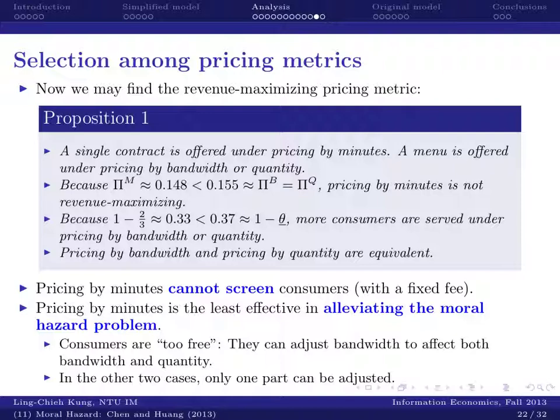So now we know why pricing by minutes is not preferred by the seller. From the information perspective, this is not helpful for the adverse selection problem. And also, it is the least effective for the moral hazard problem. So that's why pricing by minutes is not a good idea, because of these information asymmetry problems.